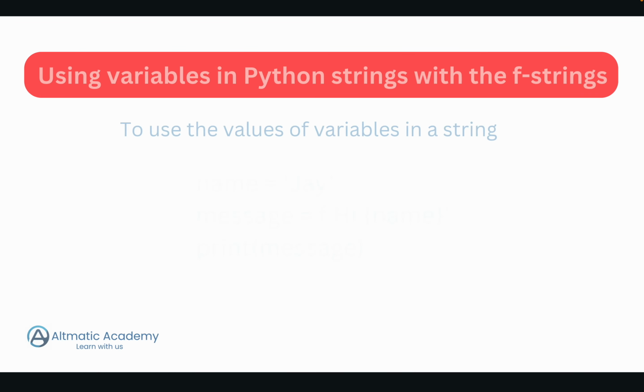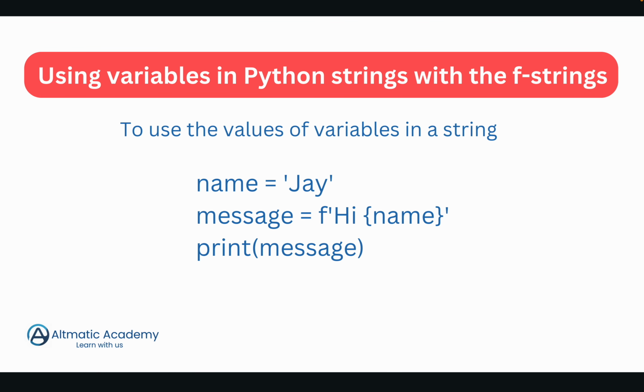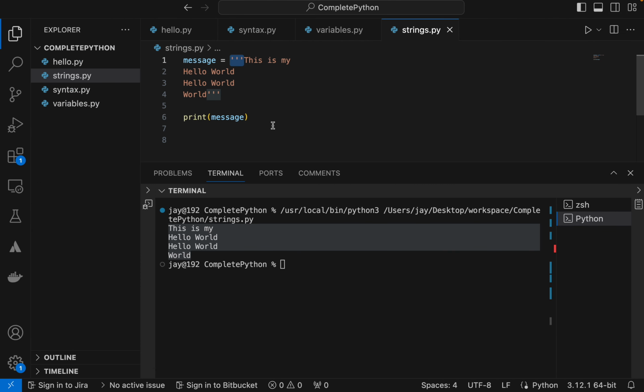Now, using a variable in a Python string with the f string. Suppose that we have a string and in that you want to print some variable. Like here I have put one name J and I want to print like hi J and name. So I have used this as a variable. So how does this work? Let us see.